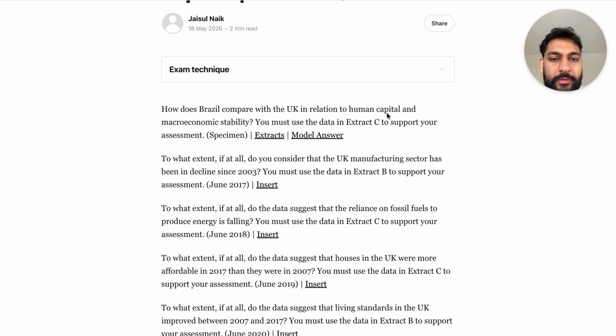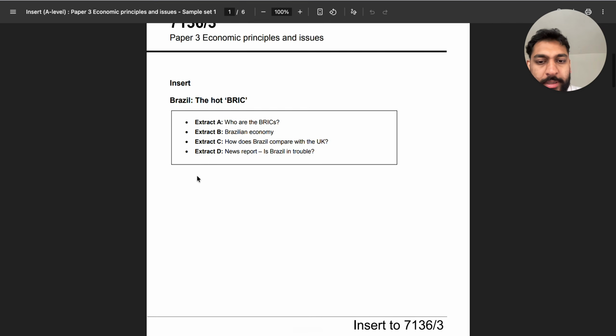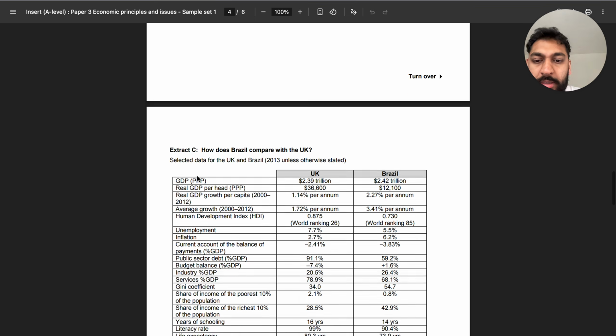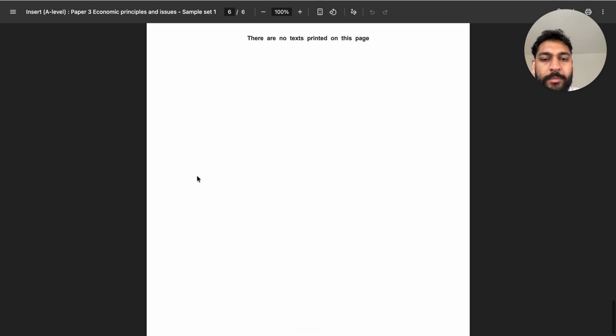So this question here from the specimen paper says, how does Brazil compare with the UK in relation to human capital and macro stability? So first thing I'd do is look at the extracts, the data in the extracts. It's just one piece for this question.